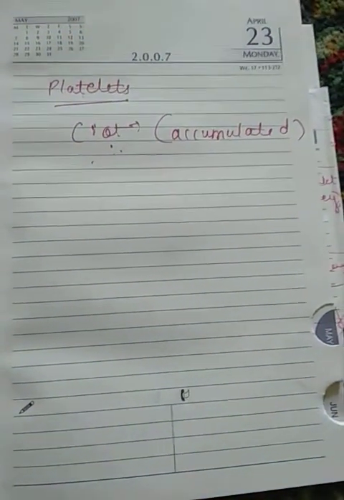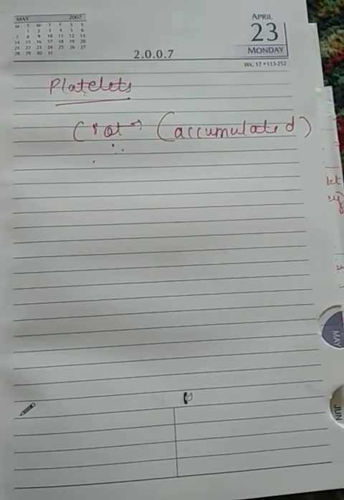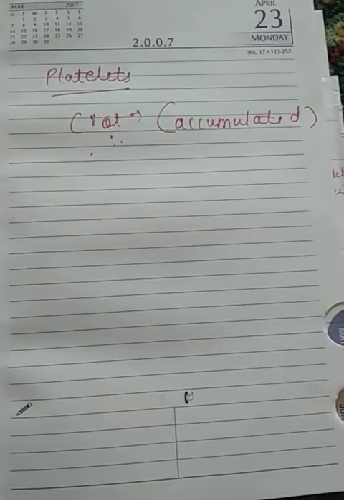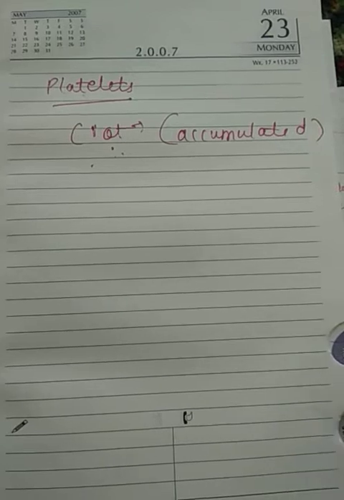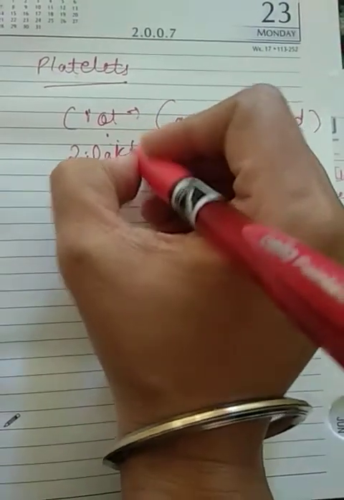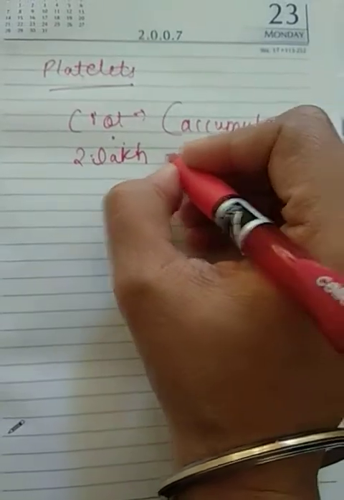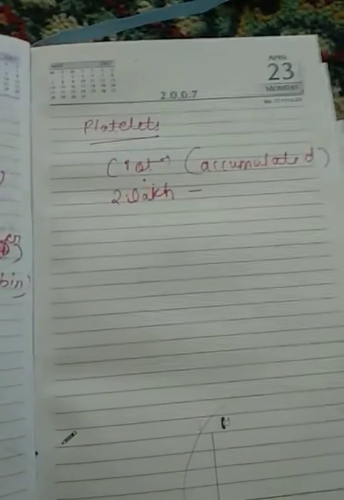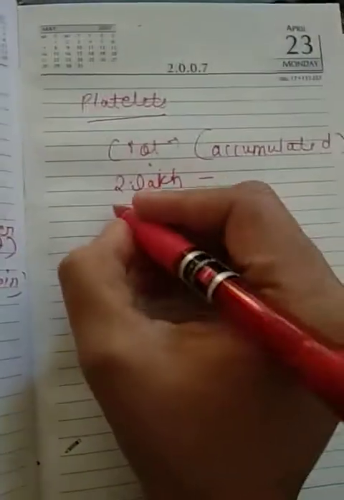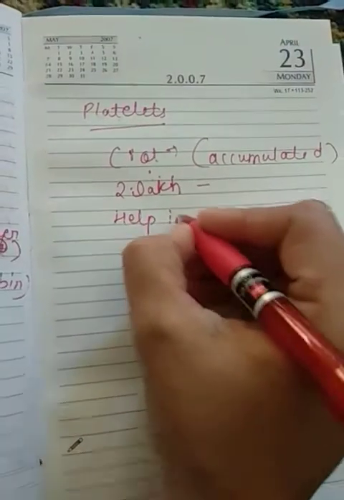So these are very small in size. Size wise they are even smaller than WBC. Looking at their abundance, around 2 lakh to 5 lakh of them are present in 1 microliter of blood. So abundance wise they are less than RBC, but they are more abundant than WBC. They help in blood clotting. Most important thing, platelets have to be there.